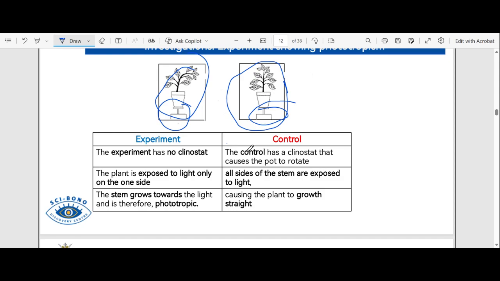So remember, in an experiment, the plant that is given a clinostat that causes it to rotate, so that light is distributed all over the stem, or the stem is exposed to light on all sides, we call that plant the control.